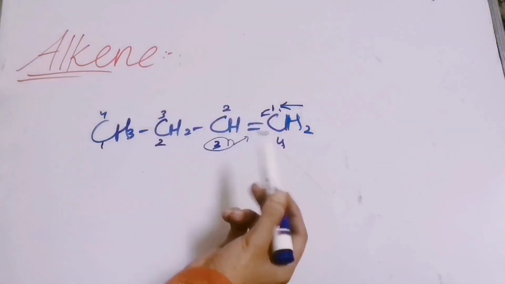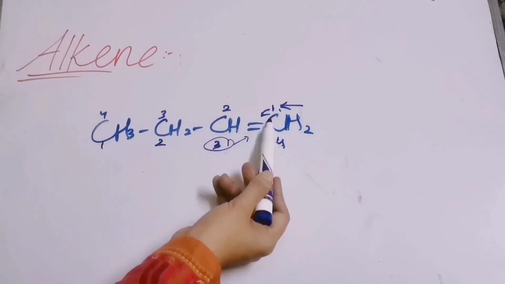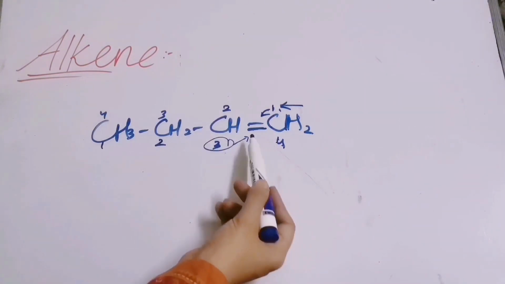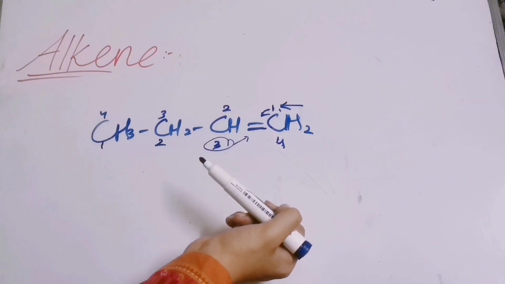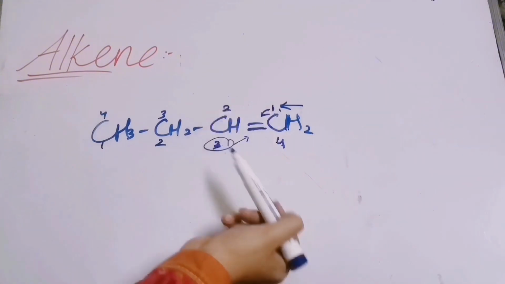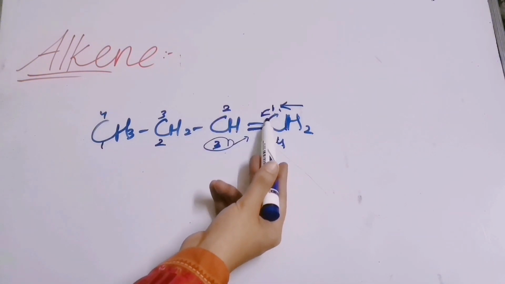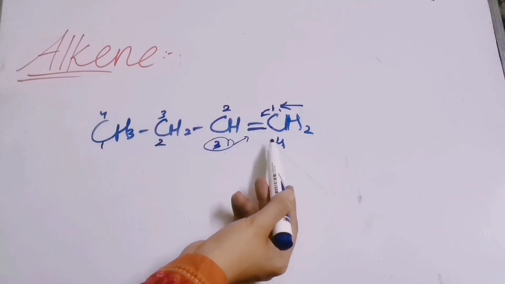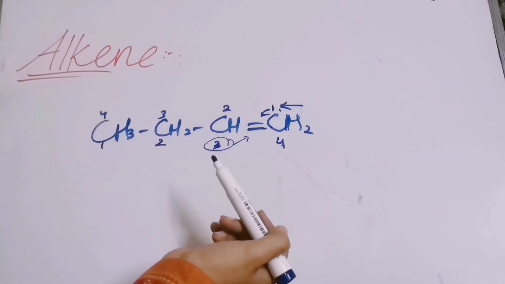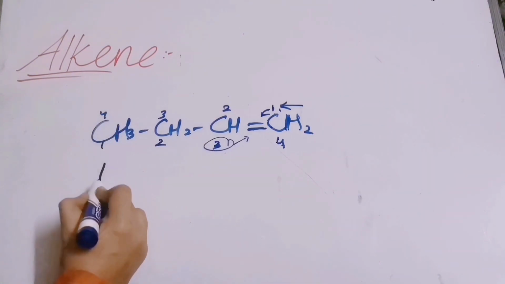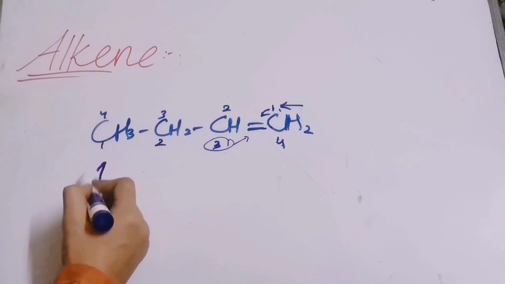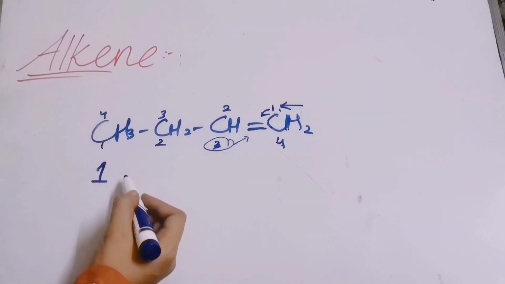Also remember one thing, that the double bond is present between carbon 1 and 2, but we will write the position of the carbon carrying the lowest number, right? In this case 1 is smaller than 2, so we will write 1 and then we will write the name. It is having 4 carbons, so it will be butene. So we will write 1. 1 is representing the position of the double bond.